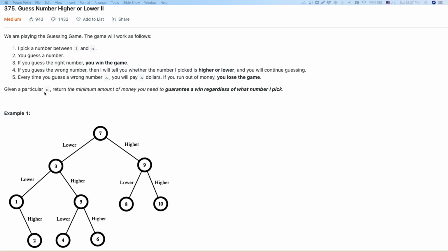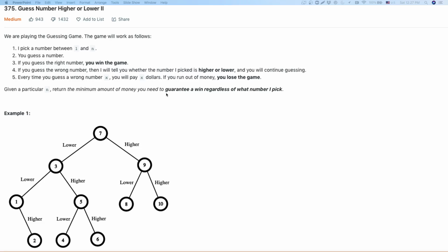And given the particular n, return the minimum amount of money you can. You need to guarantee a win regardless of what number I pick. Okay, perfect. So how do we think about this problem? This actually looks like a minimax a little bit, but we're still going to think about this problem in terms of intervals, right? How do we think about it?